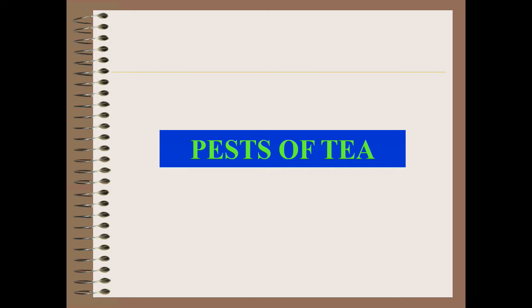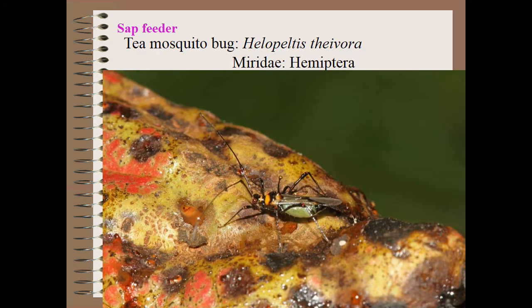Let's start with the major pests. That is tea mosquito bug, Helopeltis theivora, Miridae, Hemiptera. It has 5 nymphal instars. It has 3 life stages: egg, nymph, and adult. Eggs are white in color, nymphs greenish yellow, and the adult is a very small, active, elongate bug with a black or green head, yellow and black thorax, and yellow and greenish abdomen.